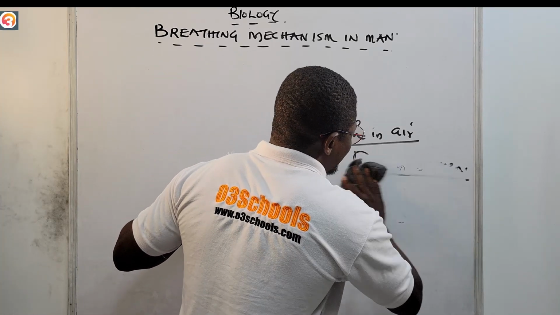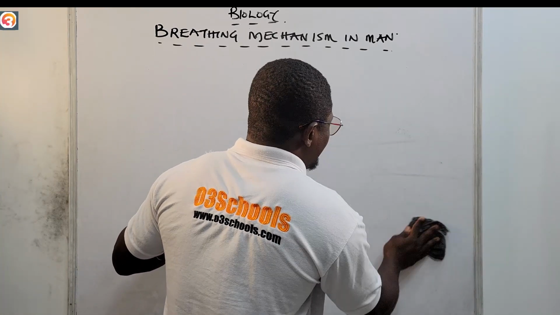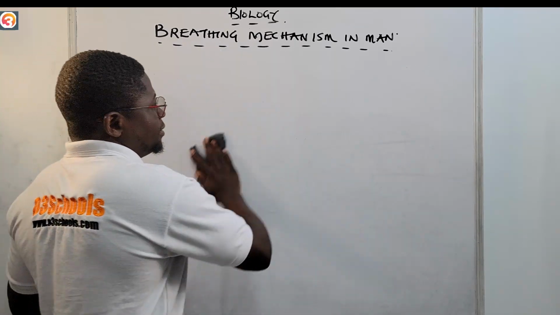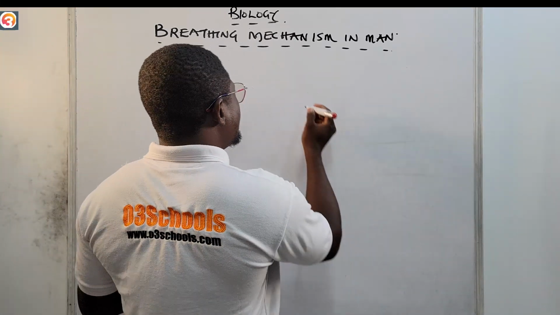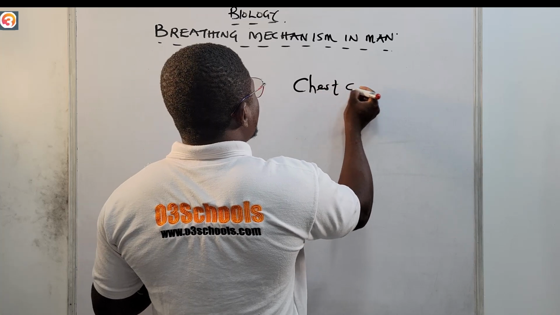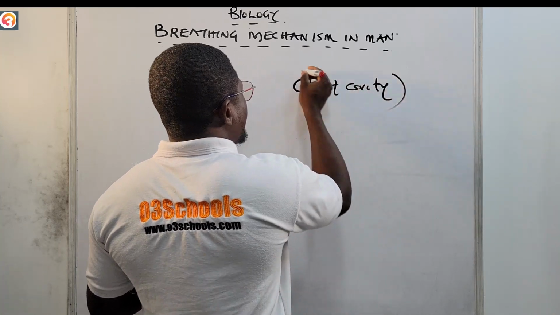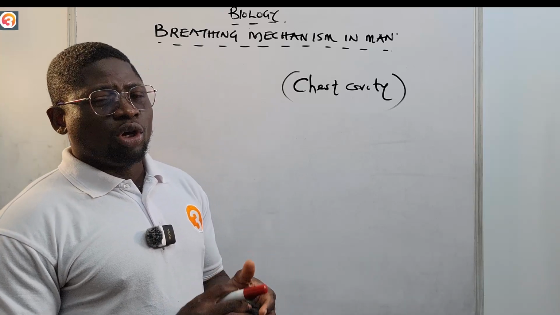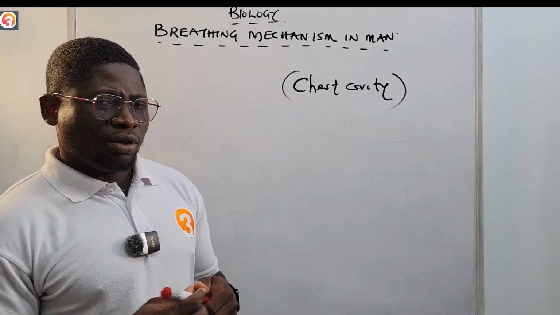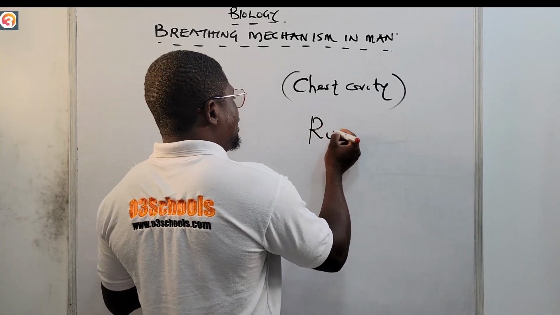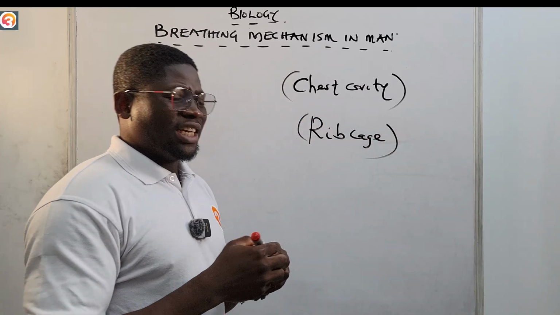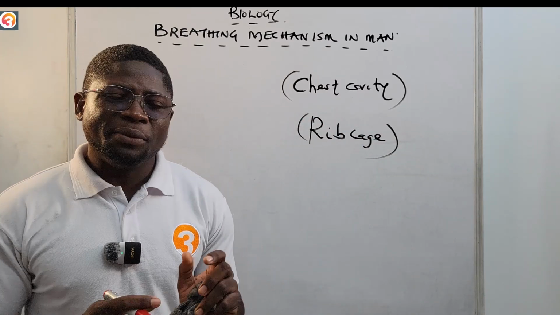But let us go to the breathing mechanism in man. Now the chest cavity, or the thoracic cavity, contains what we call the rib cage. So the chest cavity contains the rib cage.